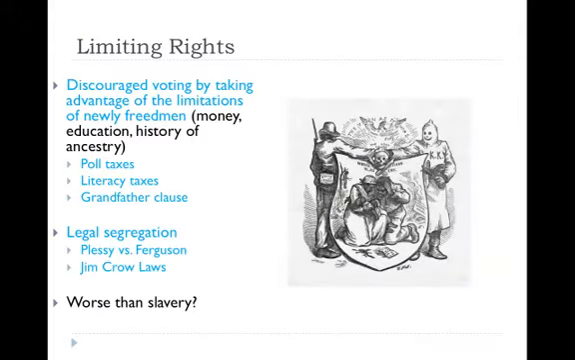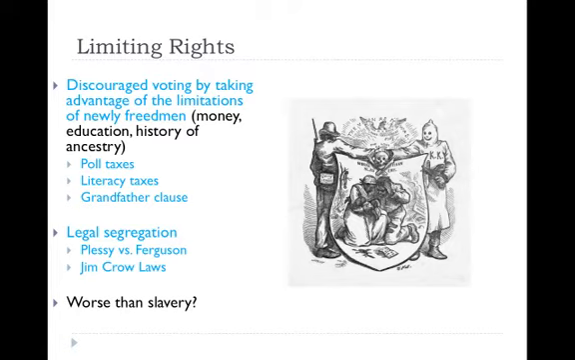Rights were limited to African Americans in order to discourage the rights that had been given to them. They discouraged voting by taking advantage of the limitations of newly freed men. So with poll taxes, which was money that you had to pay when you went to the poll, many African Americans didn't have money because they had a hard time finding jobs, or they were sharecroppers and had no money to spend, so that prevented them from voting.